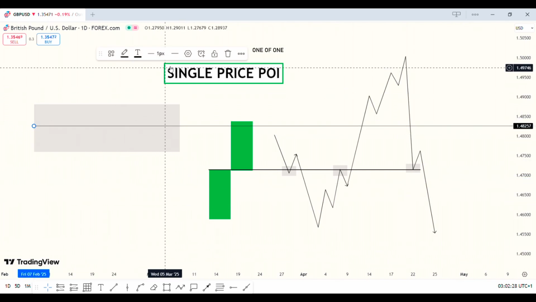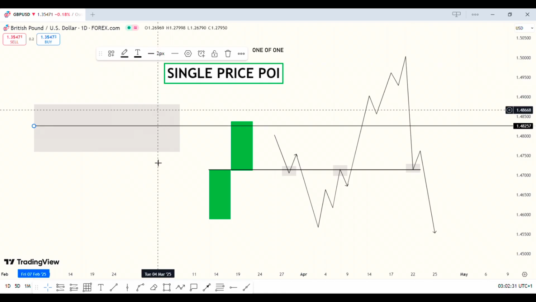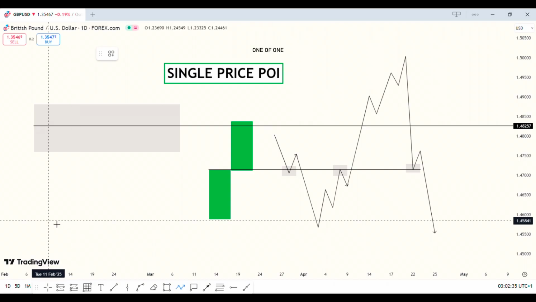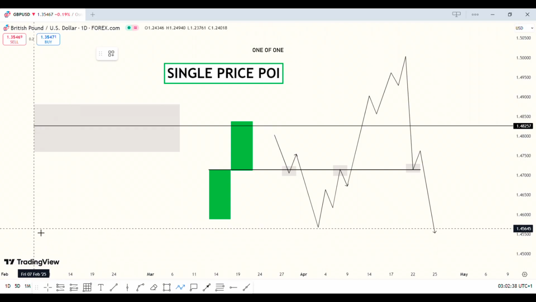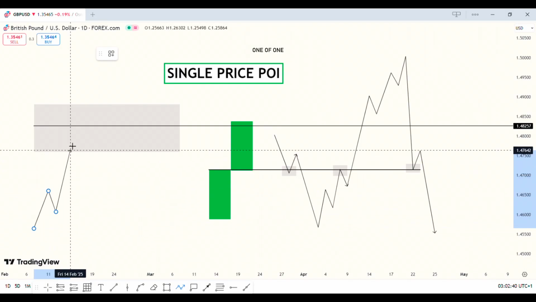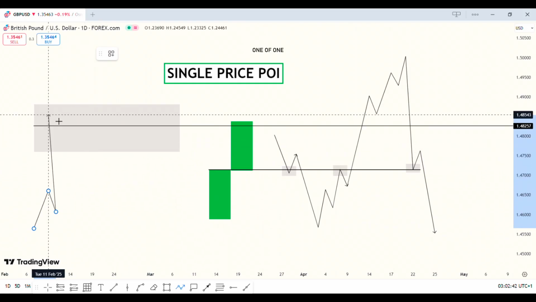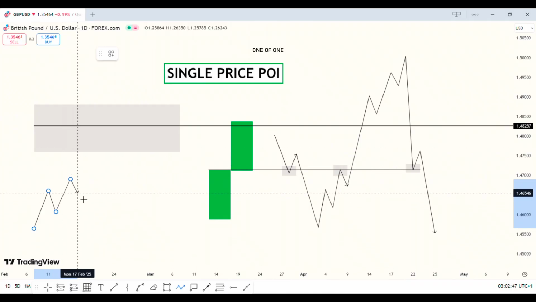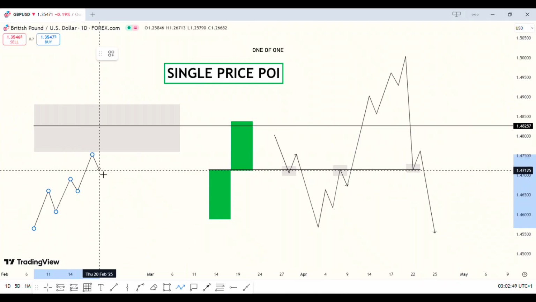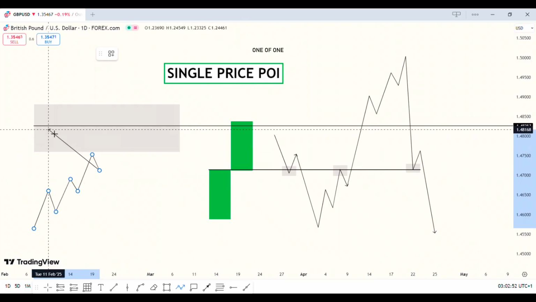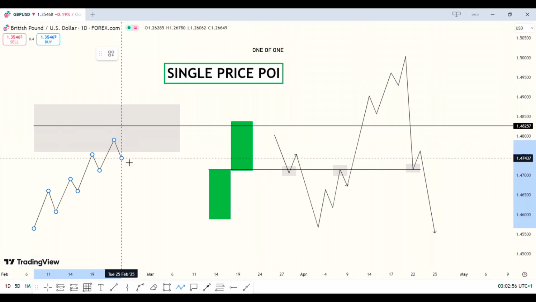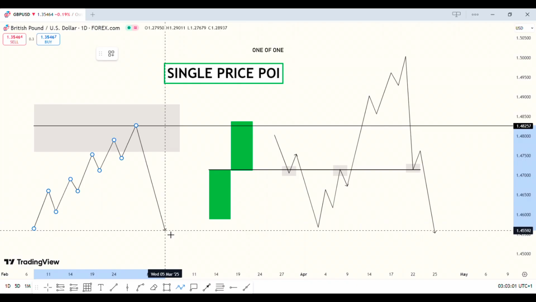Now, most of the time, if not almost all of the time, because the consistency of this is very, very good, very obvious, right? Most of the time, what price would do inside of that major POI is go to that valid closing price, that single price. Price will go into that valid closing price, tap into it and move.